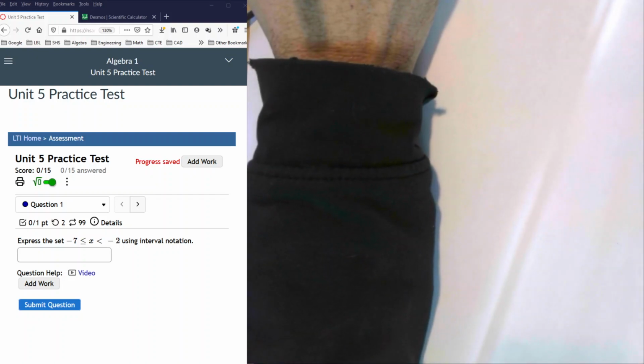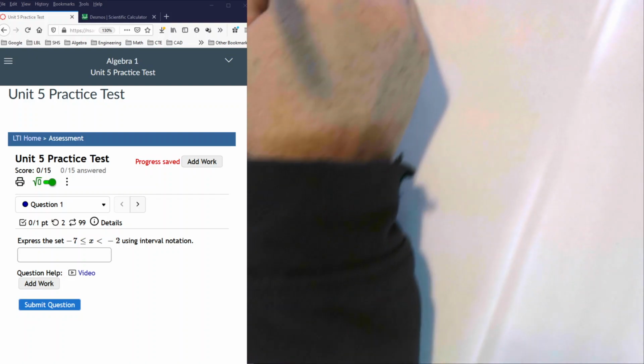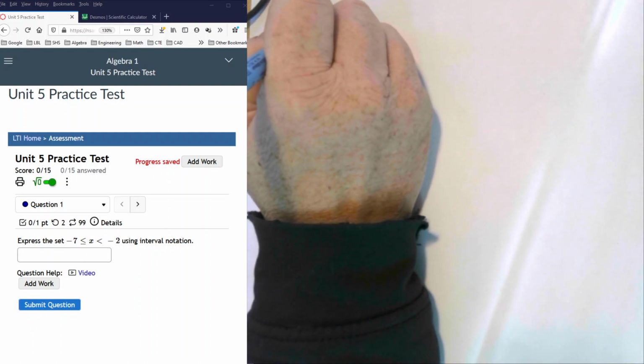This is the Algebra 1 Unit 5 practice test. So we'll just work these problems and see how it goes. So here we go. Here's problem number 1.